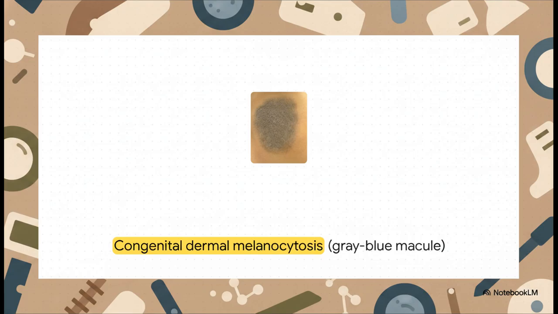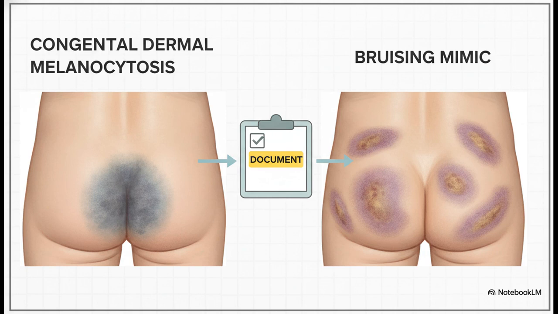Looking closer at congenital dermal melanocytosis, the morphology is a distinct gray-blue macule. This is highly common in African, Asian, and Hispanic infants. You'll usually spot it on the sacrum or buttocks, and as we noted, it fades spontaneously during childhood. Now, here is a crucial step for management. You have to document congenital dermal melanocytosis clearly in the medical record, because it visually mimics traumatic bruising. Failing to note it early on can lead to misidentifying this benign lesion as a sign of coagulopathy or even child abuse later down the line.